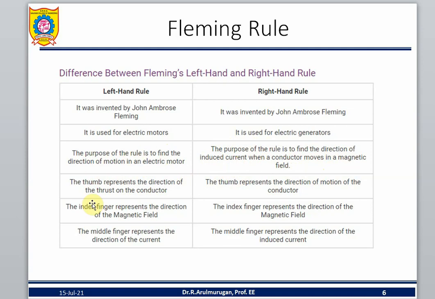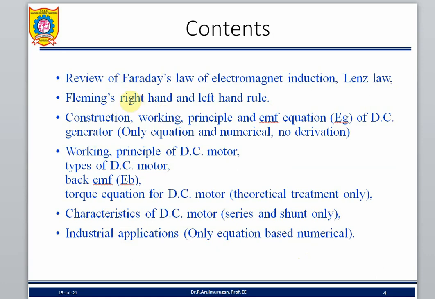The thumb finger indicates the direction of motion in both rules. The index finger, or forefinger, indicates the magnetic field. The middle finger indicates the direction of current, here the induced current. So in both rules the fingers are the same. That's all about Fleming's rules.